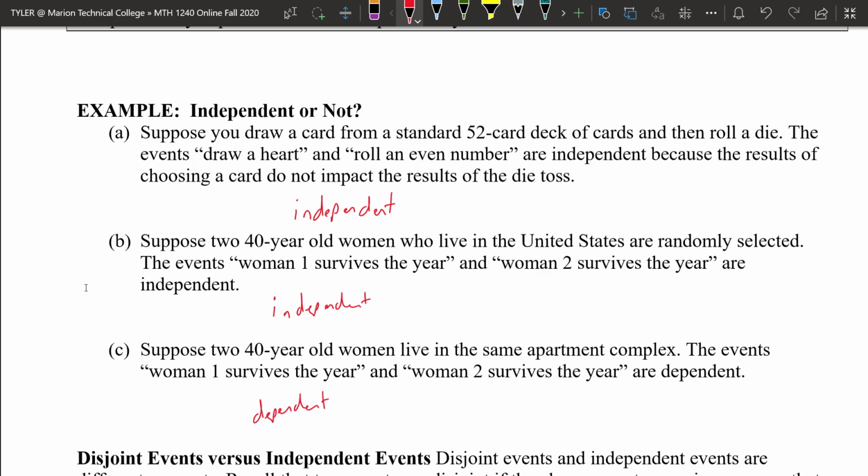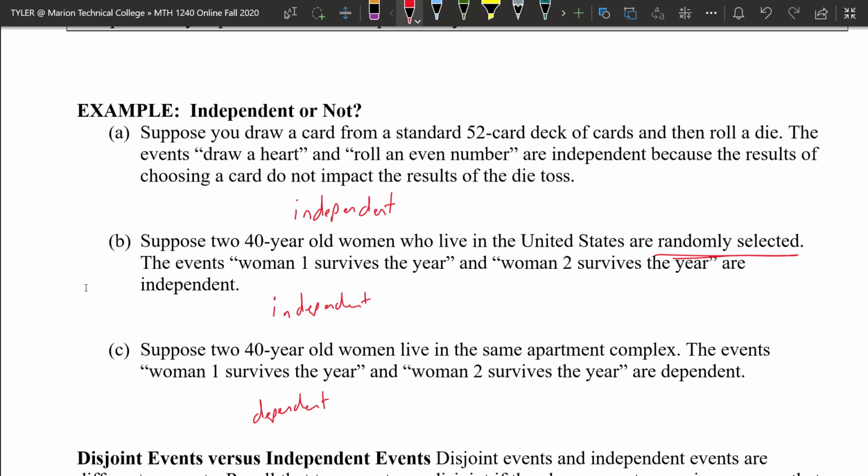So the key thing in part B is that these two women are randomly selected, right? When you randomly select people, it's reasonable to assume that the individuals are not related in any way. So it's reasonable to think if I randomly selected two women in the United States, they probably wouldn't be related in any way. They wouldn't live in the same apartment complex, the same block, or the same town. It seems reasonable.